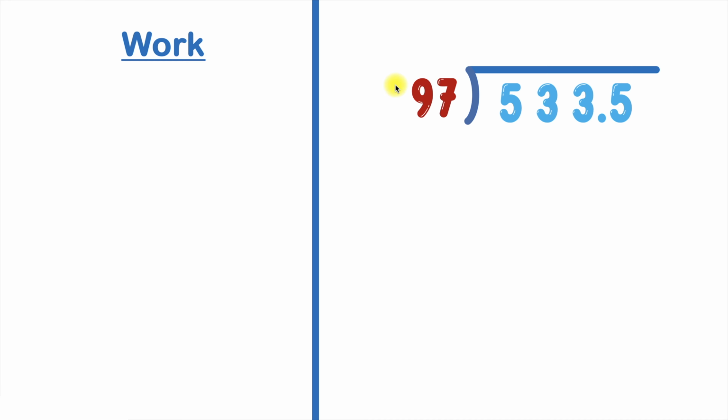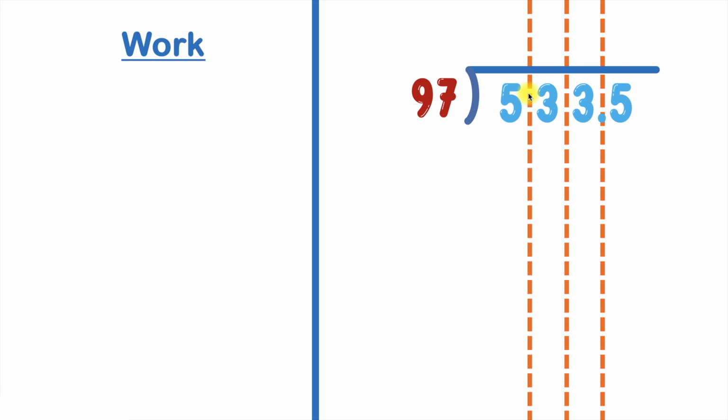Because we have a 2-digit divisor, it's a good idea to have a separate work area. I also recommend that you drop lines between each of your digits, to make sure that everything stays neatly in columns. You don't need it, but I recommend it. So the first thing we'll do is try to divide each digit by 97. Can 97 go into 5? No way. 5 is way too small.